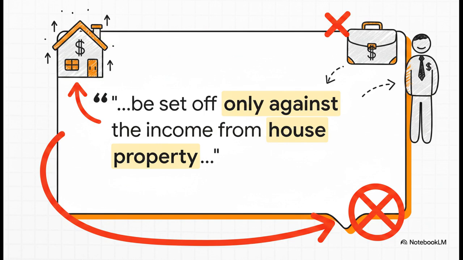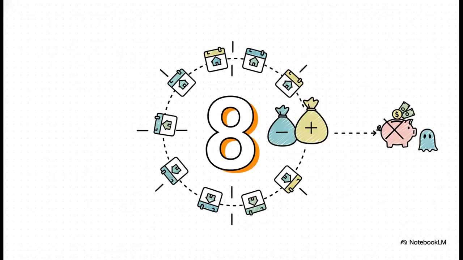You can't use it against your salary or business income in the years to come. That's a critical distinction. And you don't have forever to do this. The clock is ticking. You get a maximum of 8 subsequent tax years to find enough house property income to absorb that loss you carried forward. If you can't use it up within that 8-year window, the loss just lapses. It's gone. And so is the tax benefit.